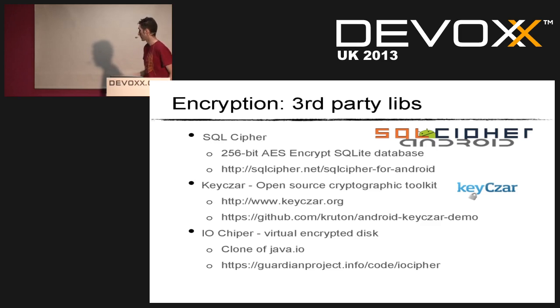Quasar is something I found doing research for this talk that looks really interesting. It looks interesting because it's got a lot of stuff defaulted to a strong security level. So if you don't know much about security and you don't really want to get into it, but you want it to be secure, then just have a look at that library. And IO Cipher is another one, the sister of SQL Cipher, and as I said, it's a clone of the Java IO libraries. But it creates a virtual encrypted disk so you can read and write files and be fairly safe that they're encrypted.